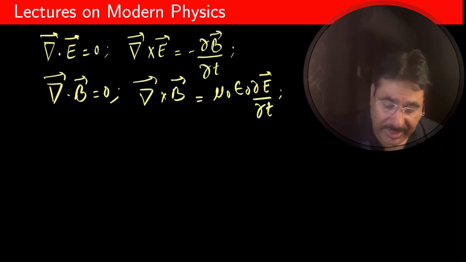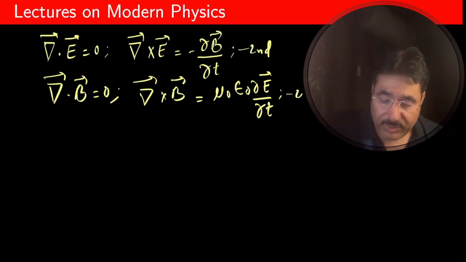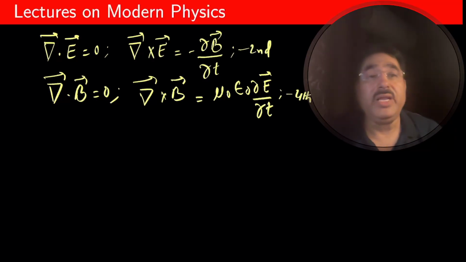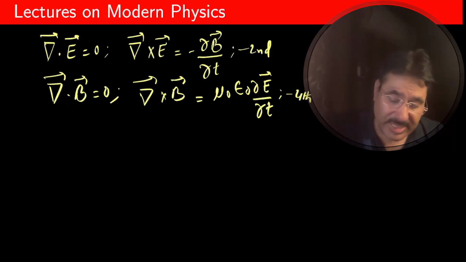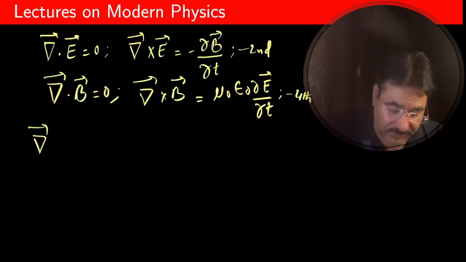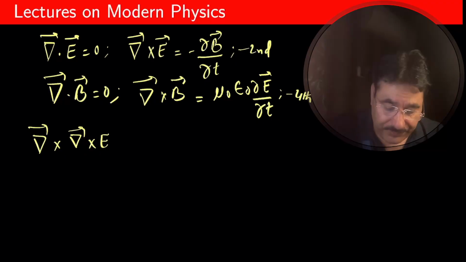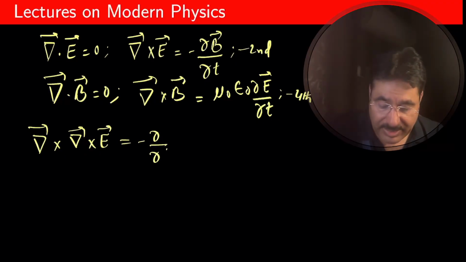Now what I do is I take my second equation, that's my fourth one, I take the second equation and take curl on both sides. Let us take curl on the second equation on both sides. So what do we have? We have curl of curl of E. That's equal to minus del by del t of curl of B.